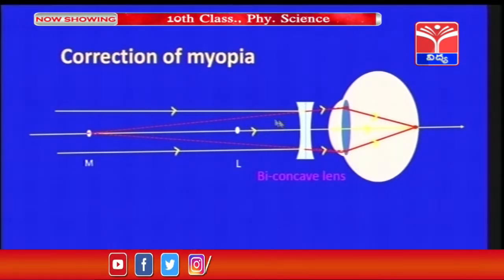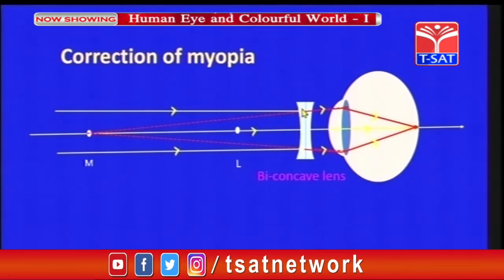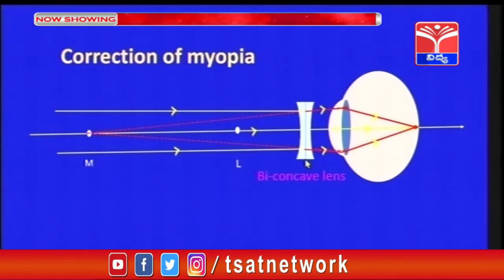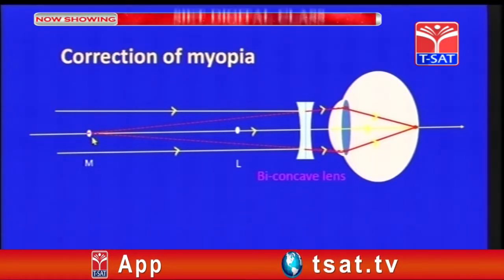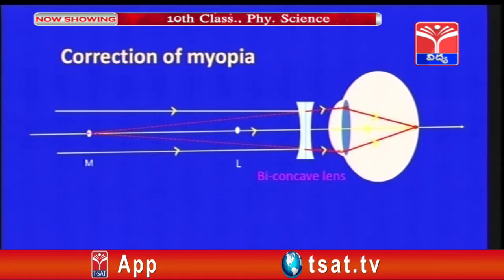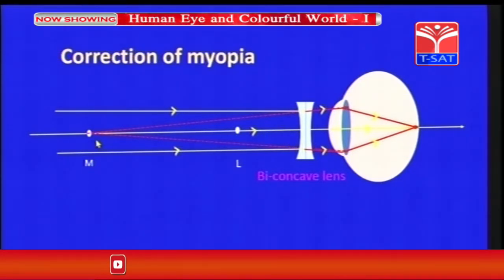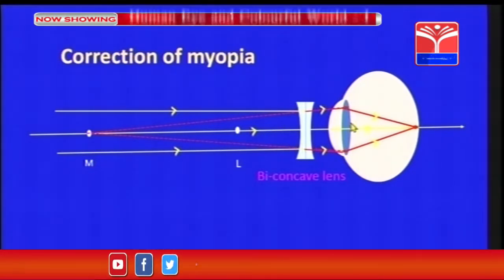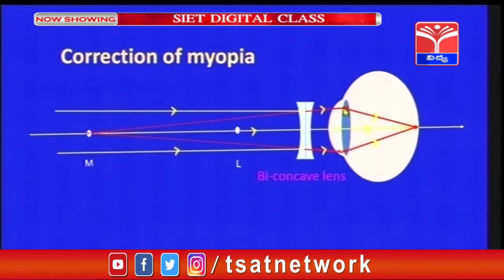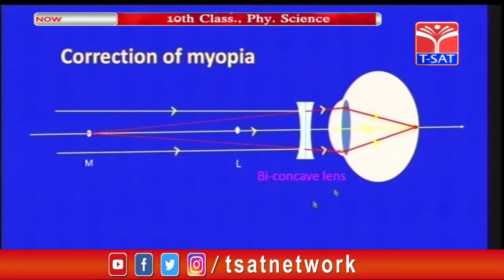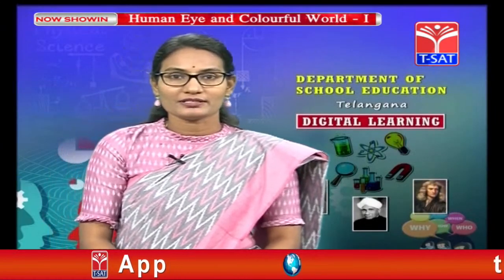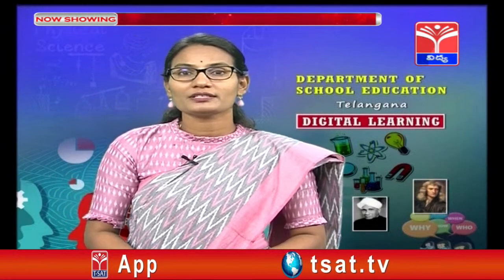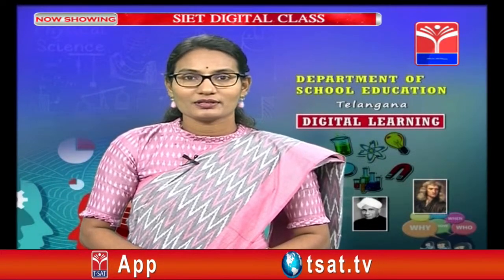Observe, children, once again: the light rays coming from the longer distance incident on the concave lens form the image at the far point, so we have to choose the lens like that. This virtual image formed by the concave lens behaves as an object for our eye lens, and it can form the image on the retina. So this is the way to correct myopia. How to choose the concave lens? With what focal length of concave lens do we have to use? Let us calculate the focal length of the concave lens.